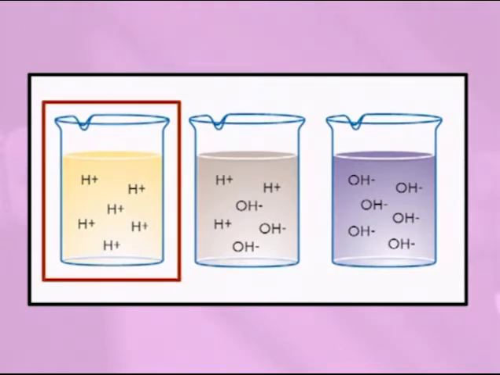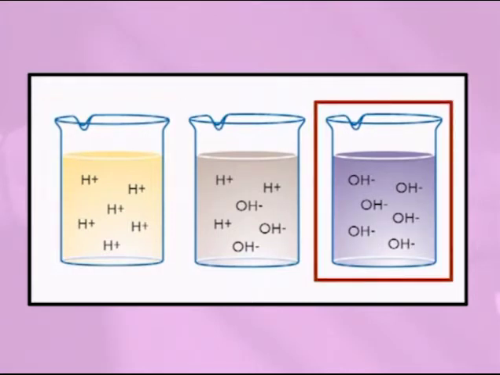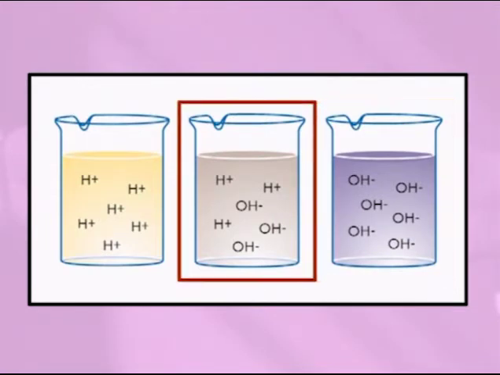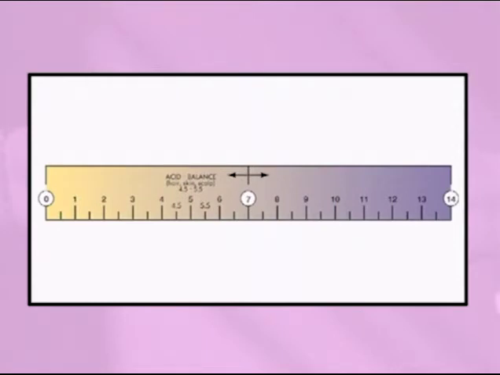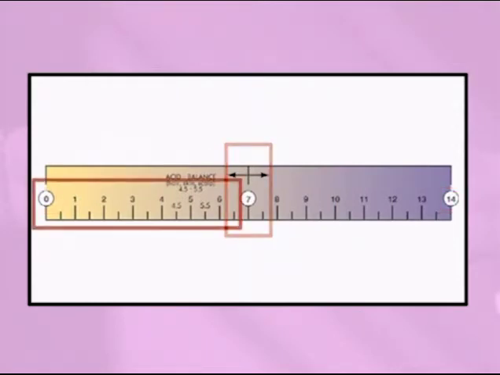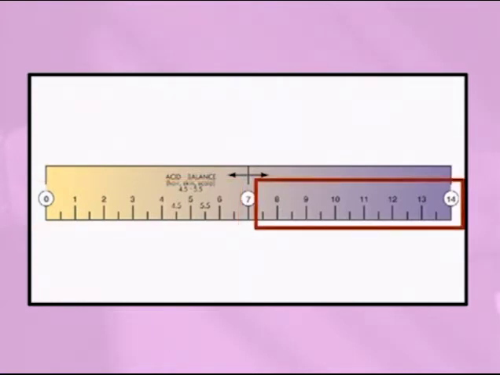If a solution has more positive hydrogen ions, it is acidic. If a solution has more negative hydroxide ions, it is alkaline. When negative hydroxide and positive hydrogen ions are equal, the solution is said to be neutral. The pH measurement scale ranges from 0 to 14, with 7 being neutral. Numbers less than 7 indicate acid, and above 7 indicate alkaline.